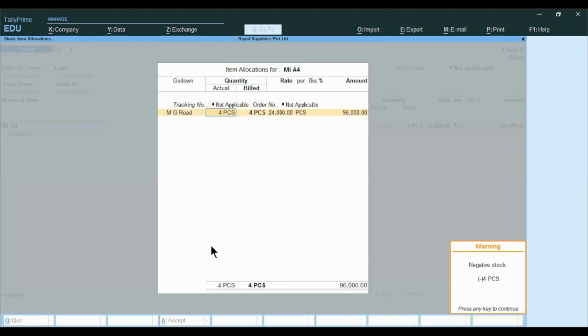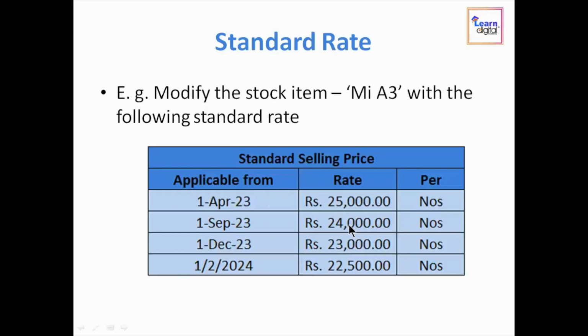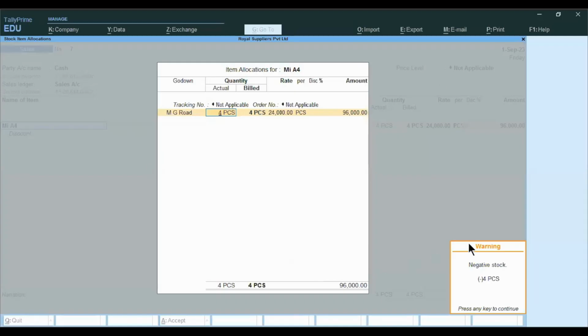4 pieces we are selling. So depending on the date, 1st of September, it is showing the 24,000. For earlier stock item, there were some issues. I have to check and sort them. But for the time being, you can create a new stock item and enter the transaction. As we don't have the stock in our godown, it is showing negative stock item.